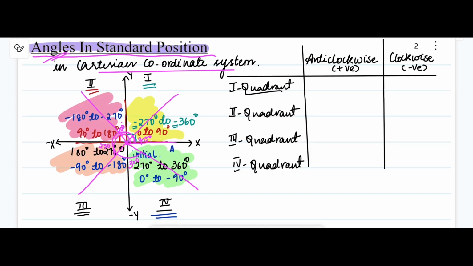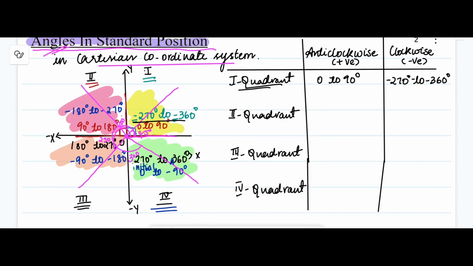So for the first quadrant, when the angle is between 0 to 90 degrees, it is said to be in the first quadrant when rotating in the anti-clockwise direction. If it is rotating in the clockwise direction, then the angles between minus 270 degrees to minus 360 degrees are said to be in the first quadrant. In terms of pi, it will be 0 radian to pi by 2 radian, and here it will be minus 3 pi by 2 radian to minus 2 pi radians.